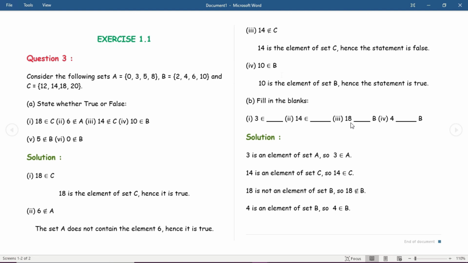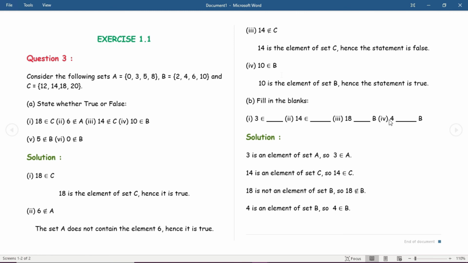Third one, 18 dash B. So you have to find whether it is an element or not an element. Go to B elements. Here only 2, 4, 6, 10 are there. 18 is not there. Therefore, 18 is not an element of set B.